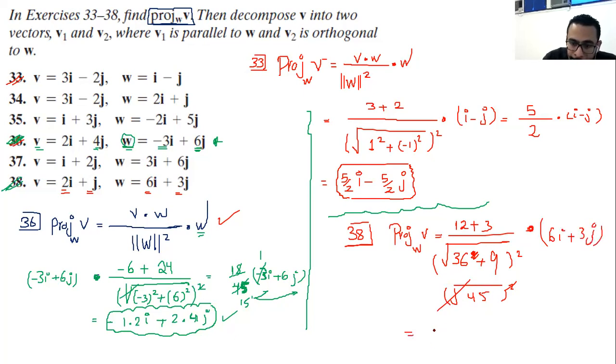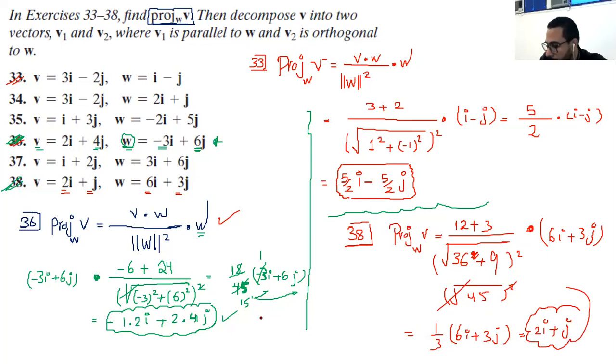So we have 1 out of 3, because up we have 15 over 45, which is 1 out of 3 of 6i plus 3j. Okay, we have 2i plus j. This is the projection vector of v onto w.